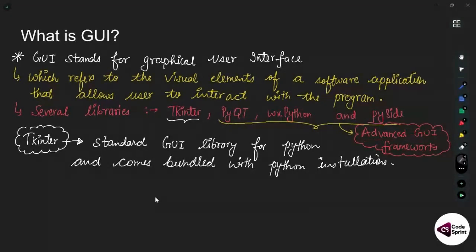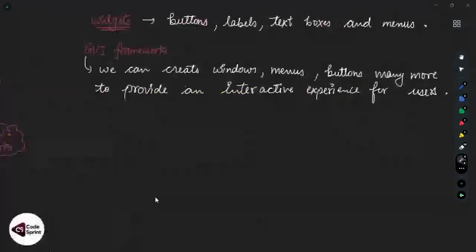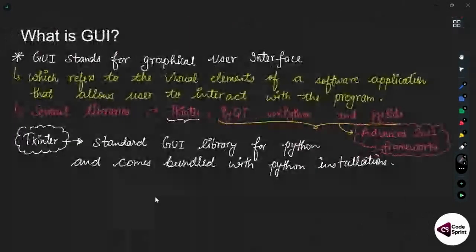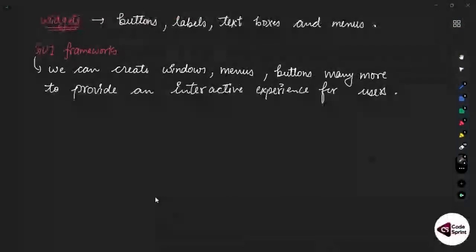Okay, and afterwards we have discussed that Tkinter provides us widgets like buttons, labels, text boxes, menus, and many more. Afterwards, GUI frameworks are basically used for creating windows, menus, buttons, and many more, which provide an interactive experience for the users. Okay, is it clear to everyone till now?